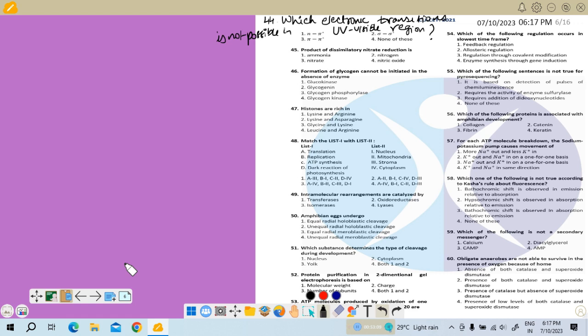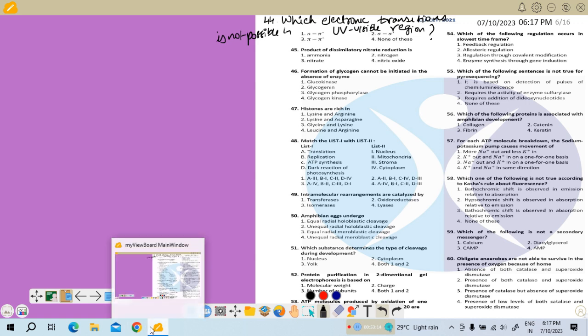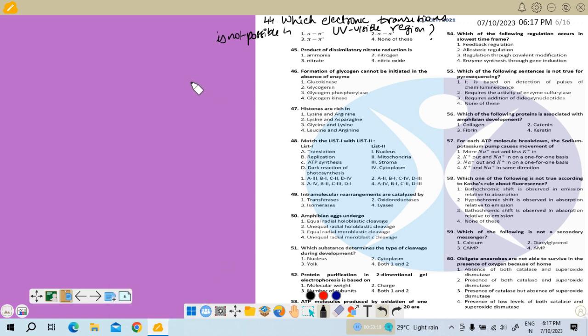This is from biochemistry. N to pi star, you might have read about bonding and anti-bonding electrons, right? Simple sigma is bonding. Sigma star means anti-bonding. Pi means bonding, pi star means anti-bonding. The options are N to pi star, pi to pi star, sigma to sigma star, none of these.